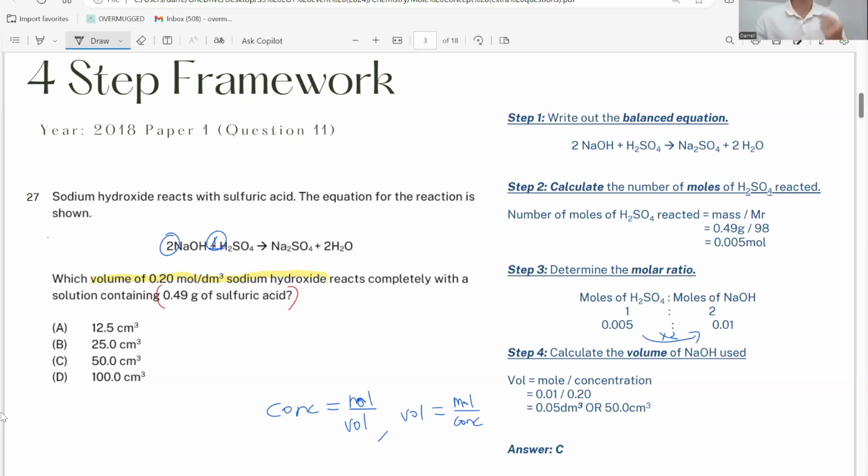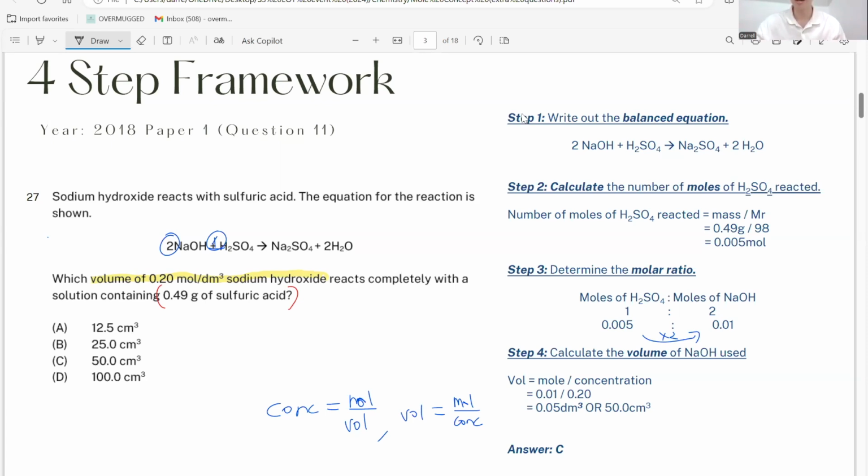I'll say the more important question here is, how do we find mole? What information was provided to us from the question? Do you all see over there, it says 0.49 grams of sulfuric acid. We are given mass. From mass, how do we get mole? Mass divided by Mr. Therefore, in step 2, we are taking the mass divided by the Mr to find the exact number of moles of sulfuric acid. Can the equation find mole? What is step 3?